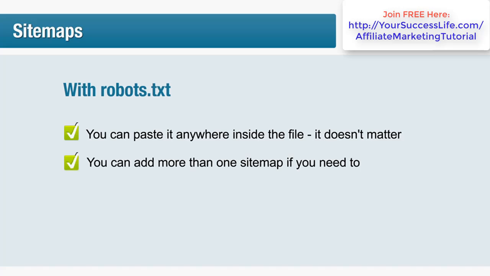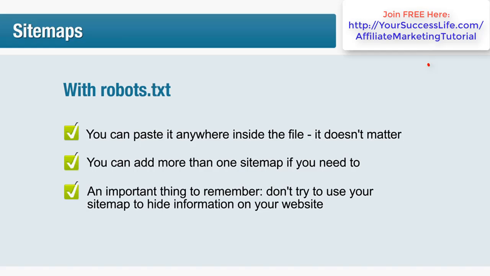You can add more than one sitemap if you need to. For instance, you might have a sitemap automatically generated by your blog platform and another one for your regular website. Just duplicate that line of code and change the URL to your other sitemap. Add as many as you like.